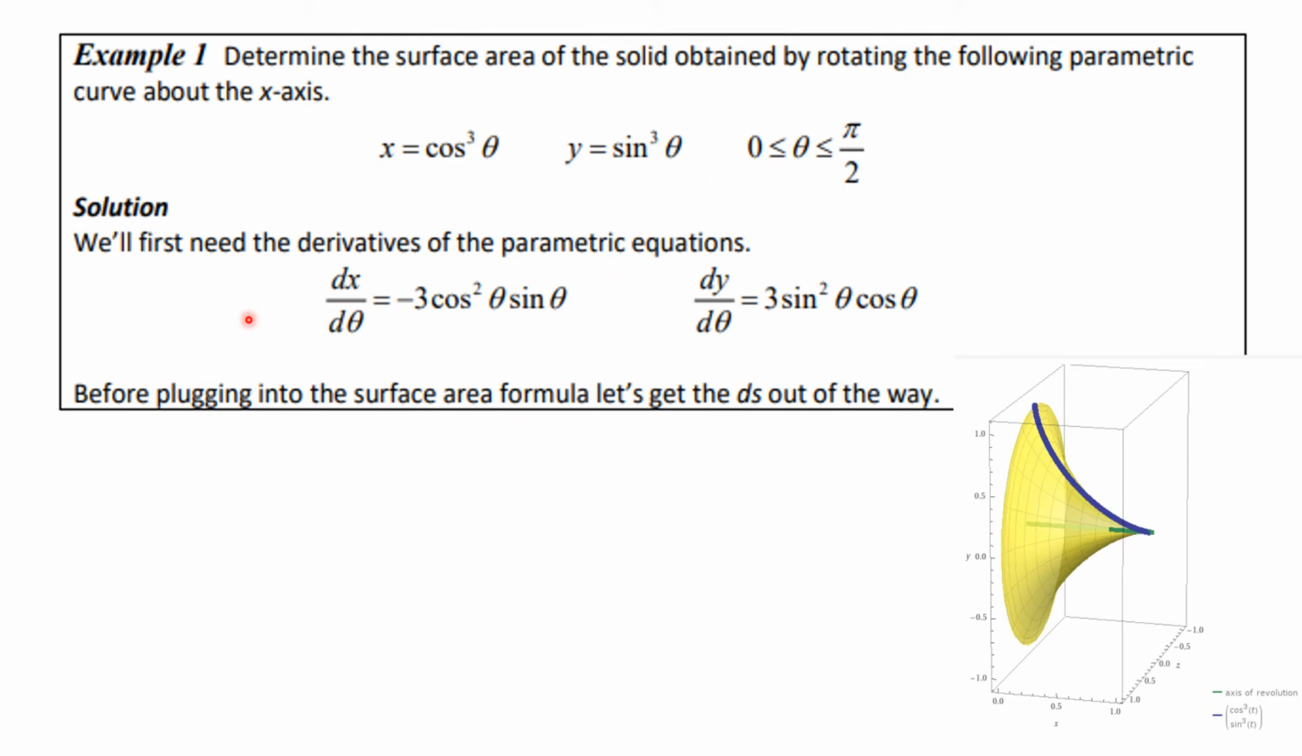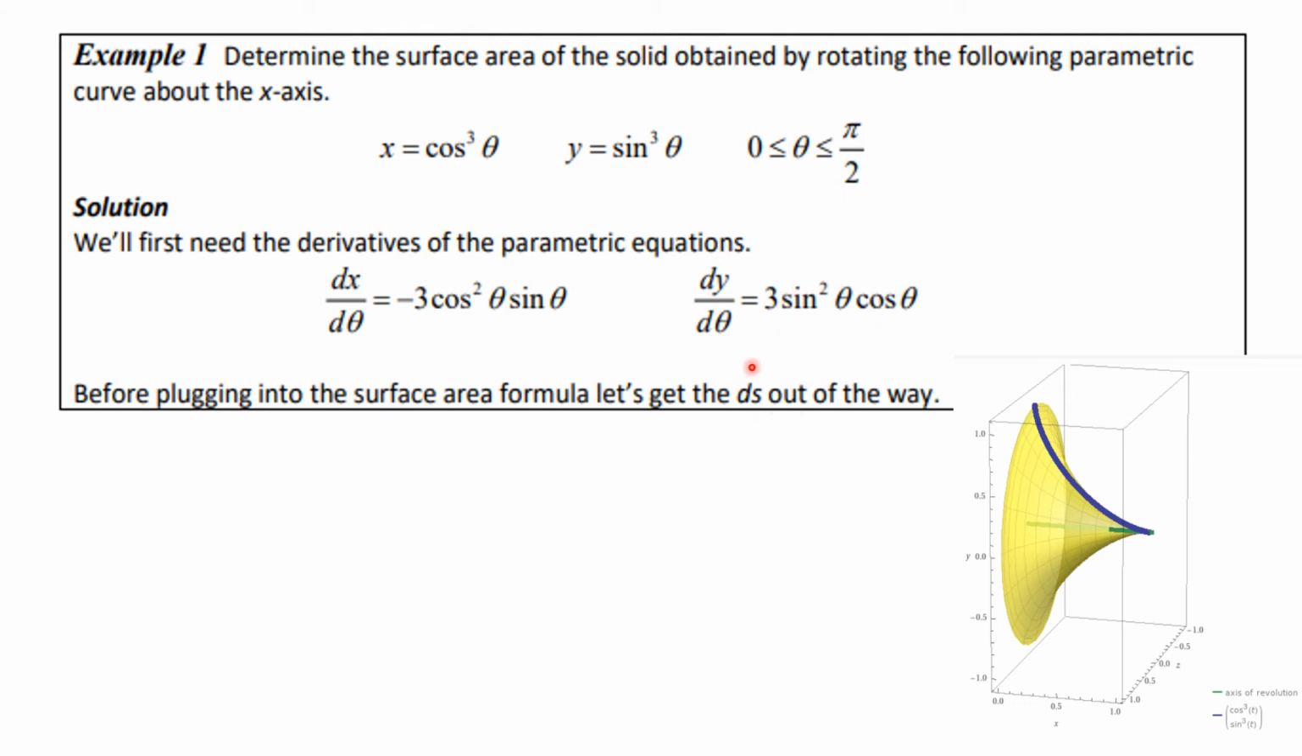Okay, so let's go then. We now have the parametrization, so we need to get the derivatives. So dx/d theta, you have to use the chain rule. This is 3 times cosine theta squared times the derivative of the inside, which is minus sine theta. So dx/d theta is minus 3 cosine squared theta times sine theta. Similarly, dy/d theta is 3 sine squared theta times the derivative of the sine, which is the cosine, and that's what you get.